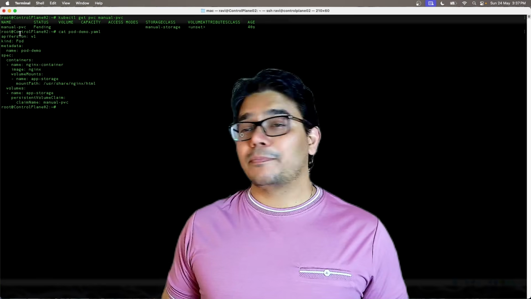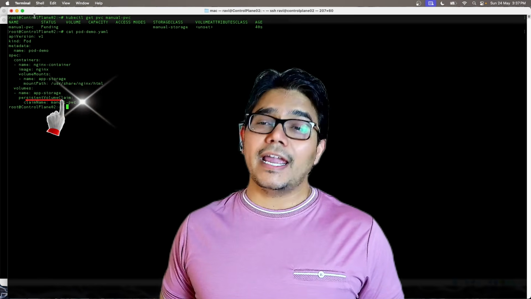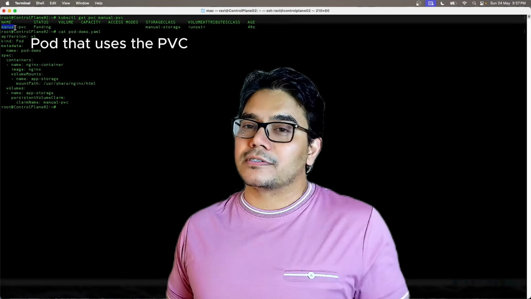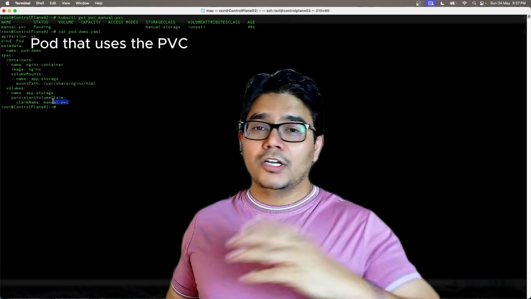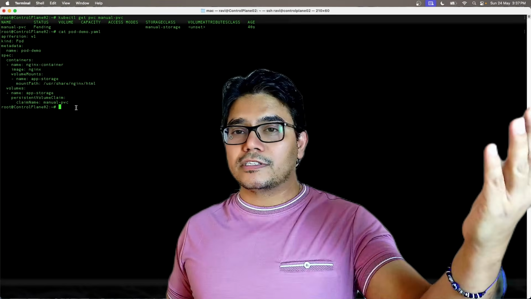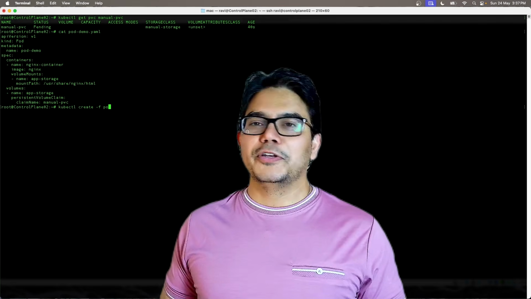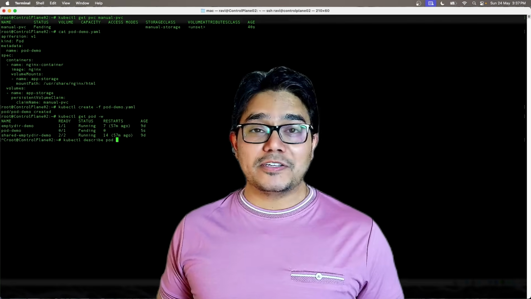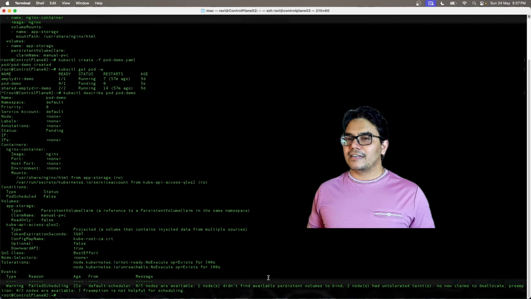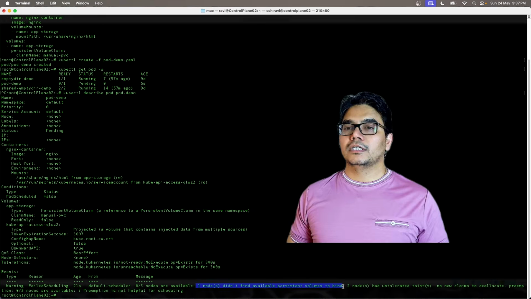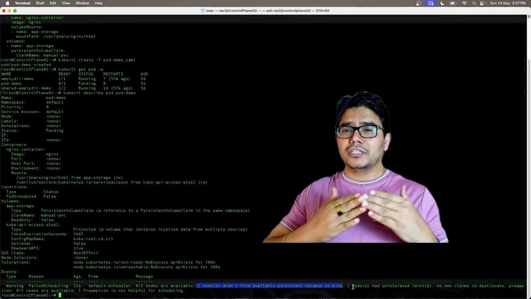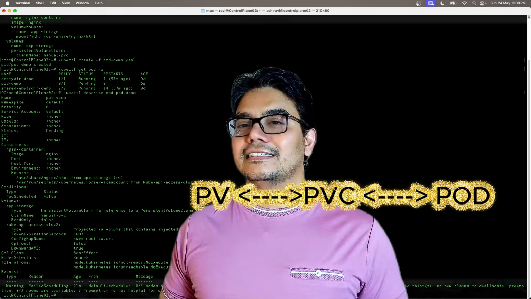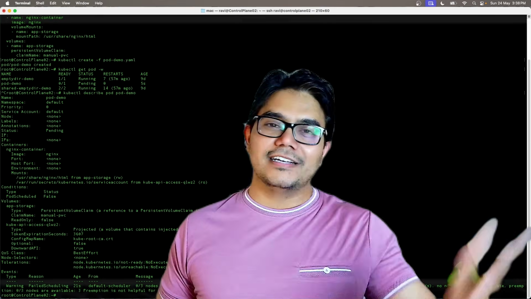We know that the PVC has not bound with any PV yet, but let's create a pod anyway and see what happens. Because many people only notice the problem from the pod side. Create pod. Notice the pod is stuck in pending. Why? Because the pod depends on PVC, and PVC itself could not bind to a PV. So failure actually started much earlier in the chain. Pod, PVC, PV.